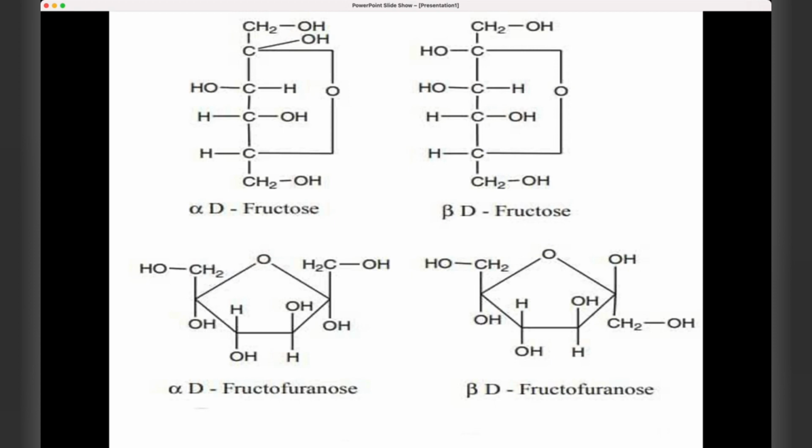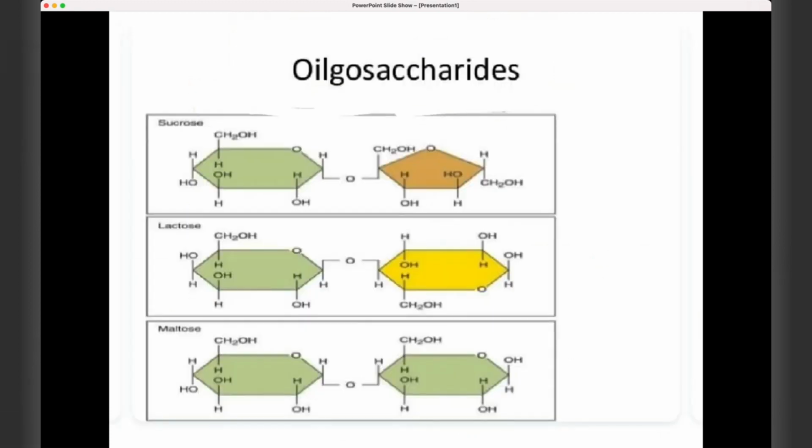It exists in two cyclic forms, which are obtained by addition of OH at C5 to the keto group, and the ring so formed is a 5-membered ring and it is named furanose. And importantly, you have to study the structure of fructose, alpha D fructose, beta D fructose, and alpha D fructofuranose and beta D fructofuranose, and learn this chart very well.